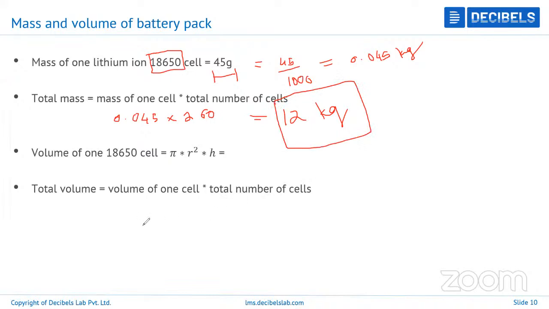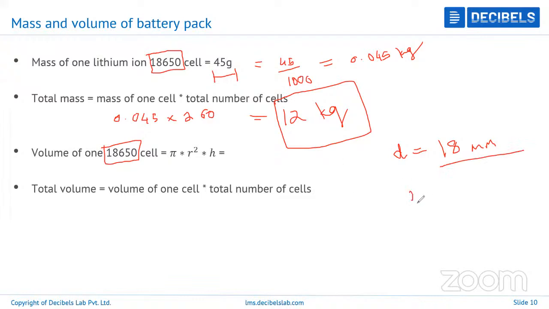Okay, and so now we'll see the last parameter: the volume of one cell, one 18650 cell. We have to take the volume, which is given by pi r squared h. We know the radius is nothing but diameter by 2, right? The diameter is given as 18 mm. For all standard 18650 cells, your diameter will be 18 millimeter, right?